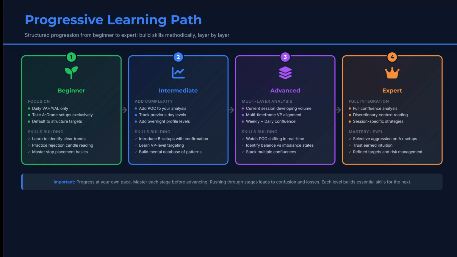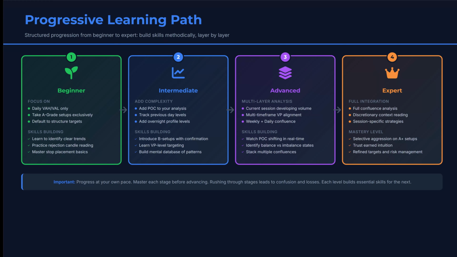Reaching the final stage. Expert. This is full integration and mastery. Full confluence analysis. You're now stacking all 5 confluence types on every trade. You know which setups have the highest probability and which to skip.